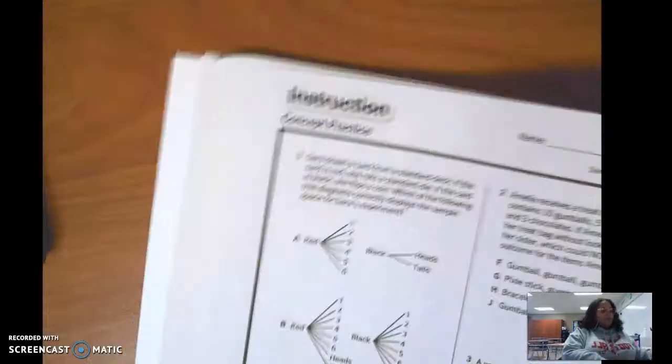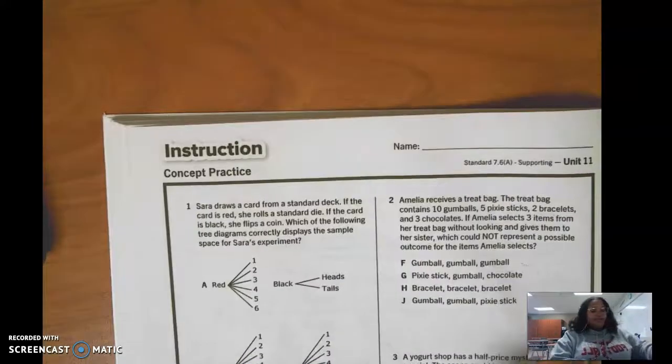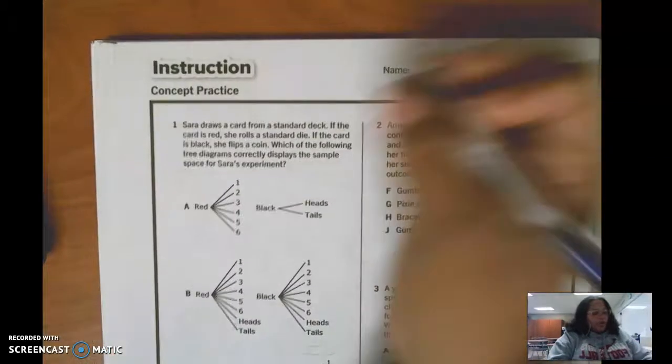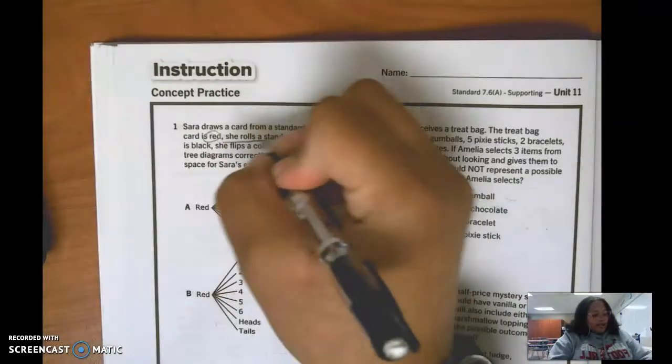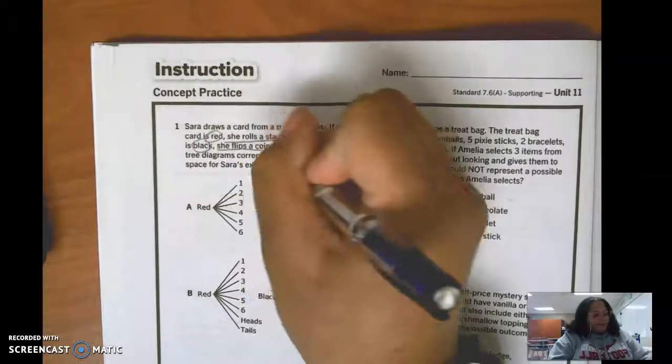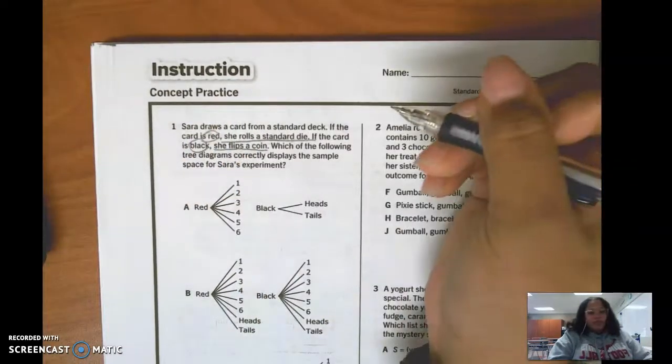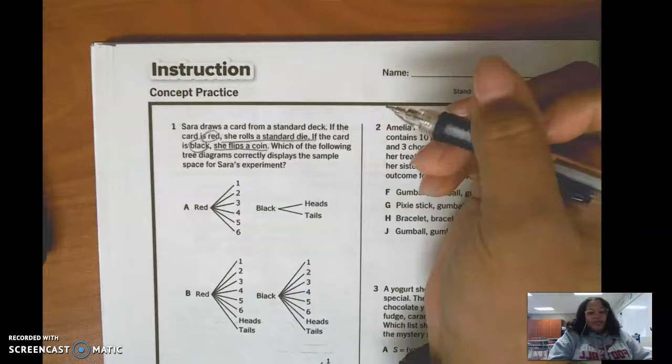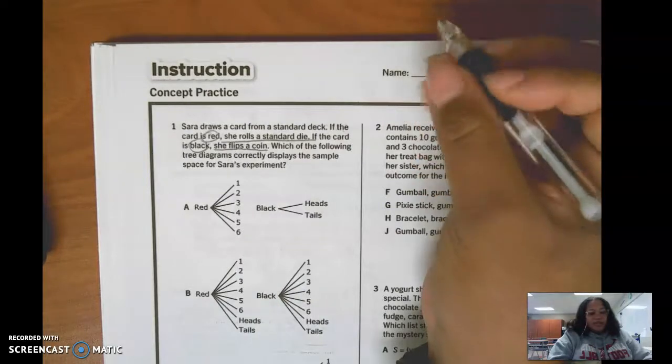All right, page 112, number 1. Sarah draws a card from her standard deck. If the card is red, she rolls a standard die. If the card is black, she flips a coin. Which of the following tree diagrams correctly displays the sample space for Sarah's experiment?